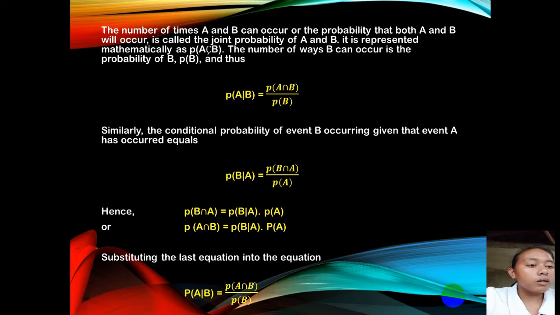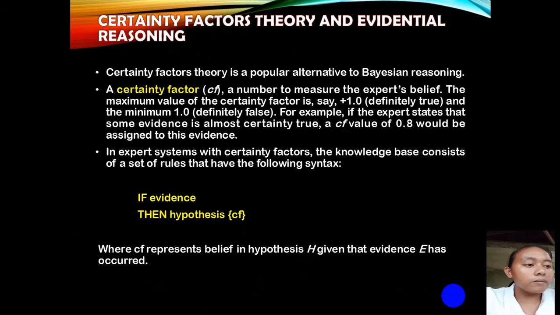And similarly, the conditional probability of event B occurring, given that event A has occurred, equals... so we use this formula first. So after substituting the last equation into the equation, we use the next formula.